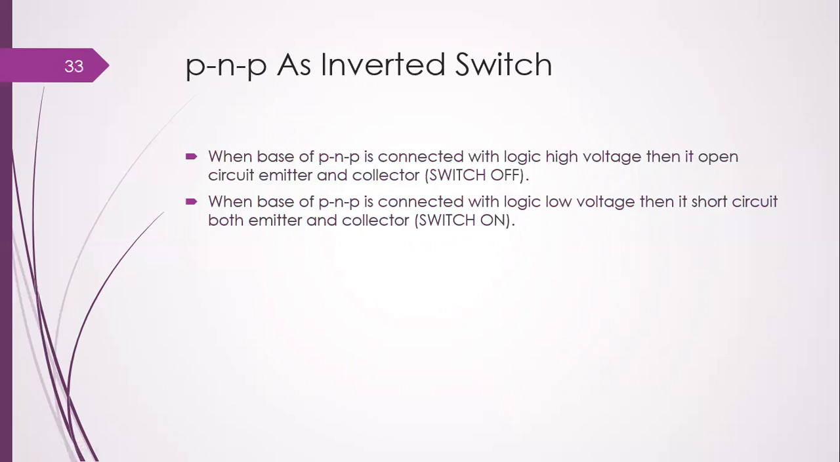Now further, PNP as an inverted switch. We already discussed that if the input is high, then it will be switched off, and if the input is low, then it will be on. So it works in the inverting switch application. That is the reason it acts and works like an inverting application. So it has limited scope.